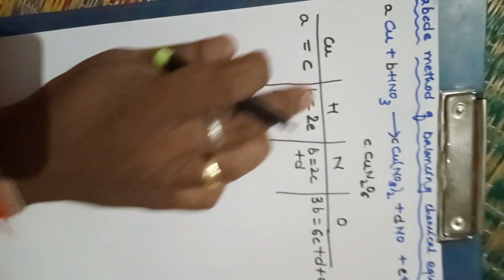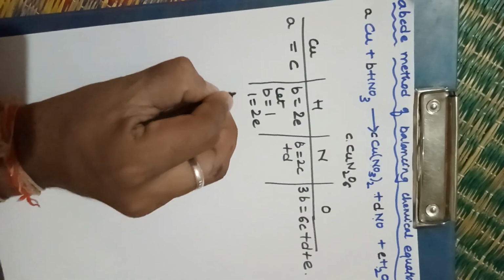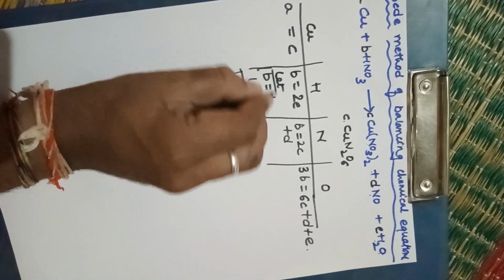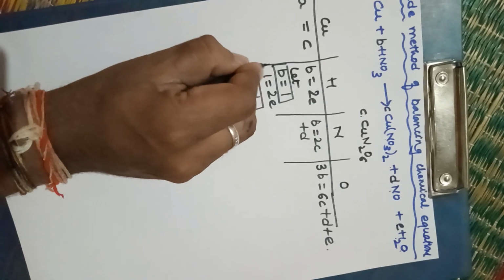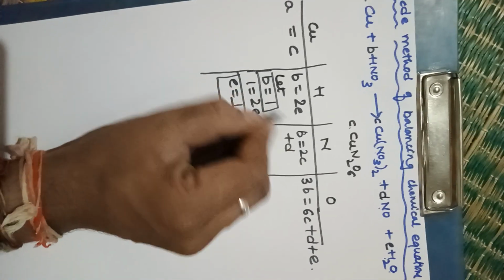Now if B is 1, then 1 is equal to 2E, so E will be equal to 1 by 2. So we have found the value of E as well. We know the value of B is 1, and if B is 1, E will be equal to 1 by 2. Now B is present here, so I shall write the value of B as 1 here as well.